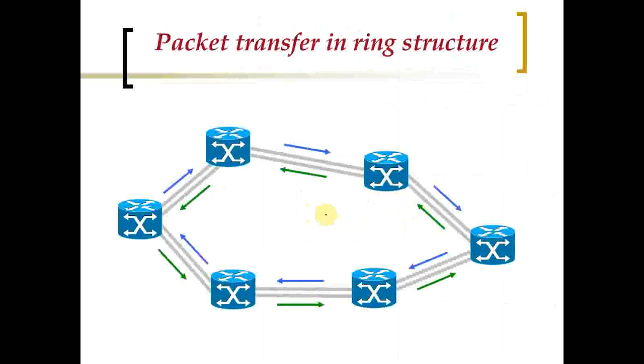Okay, so here is an example of a packet transfer in a ring structure. As I said before, only one direction is active, the second one is in standby mode. And this is exactly how the packets will be flowing throughout the network. This one is going to communicate with that one all the way through the junctioning nodes. And of course, it's going to be happening exactly the same on the opposite way.